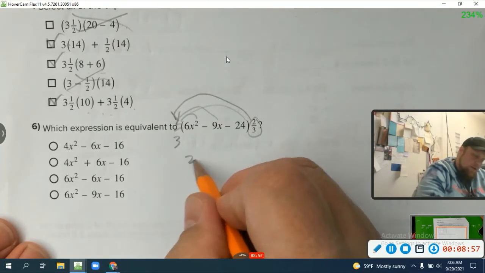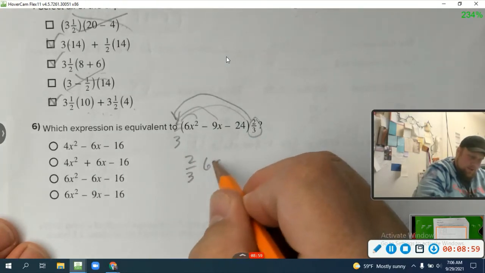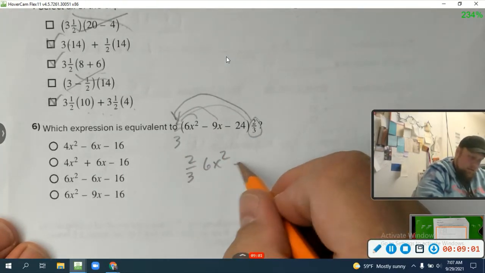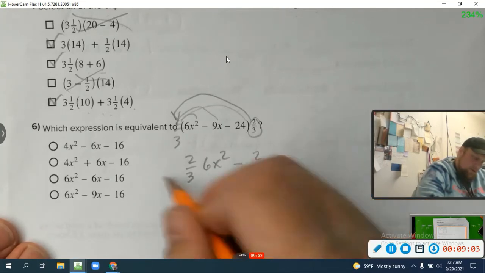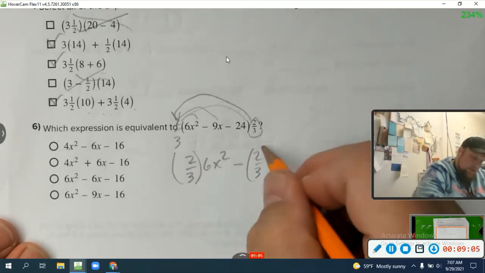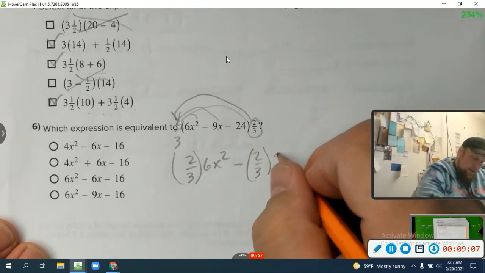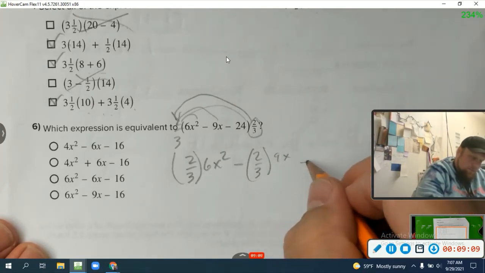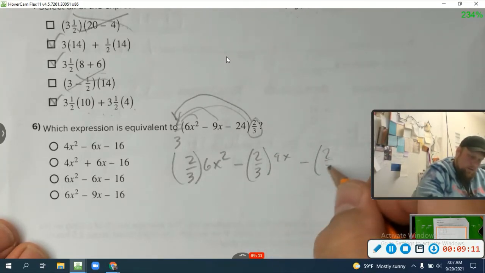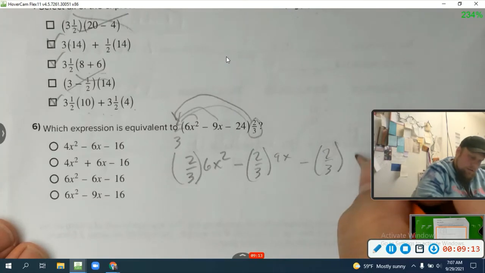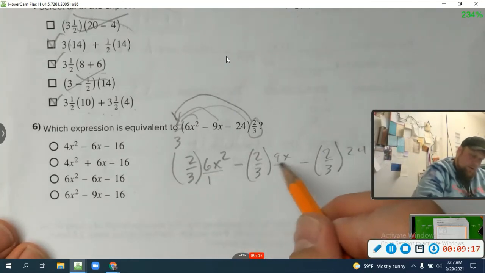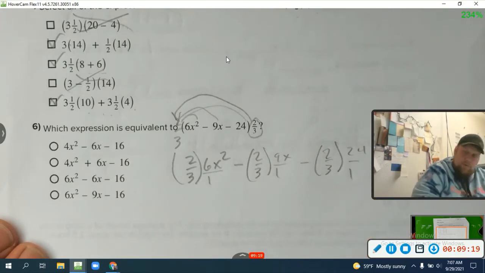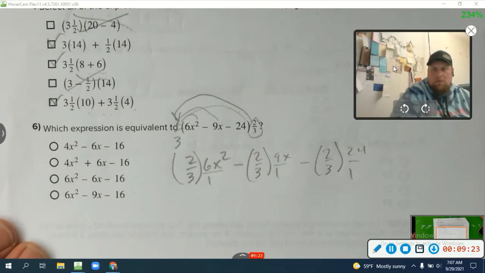So I'm going to have 2/3 times 6x squared minus 2/3, and I can put that in parentheses if that helps, 2/3 times 9x minus 2/3 times 24. Here's the deal. I can write every one of these as over 1, right? I can move my picture back up.